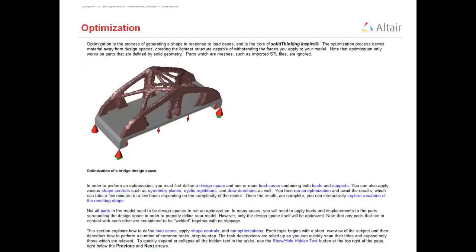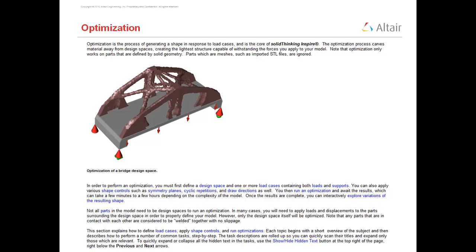So let's start with the basic theory of optimization, which states that optimization is the process of generating a shape in response to load cases and is the core of SolidThinking Inspire. The optimization process carves material away from the design space, creating the lightest structure capable of withstanding the force you apply to your model. Note that optimization only works on parts that are defined by solid geometry. Parts which are mesh, such as imported STL files or FEM files, are ignored.